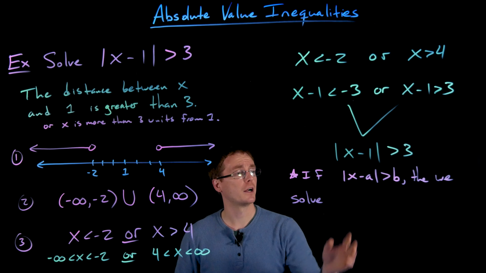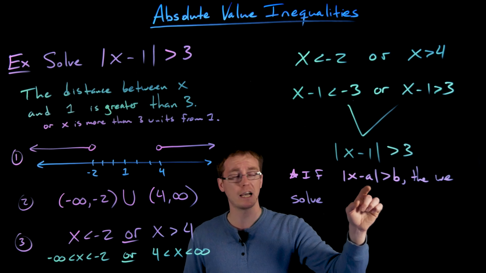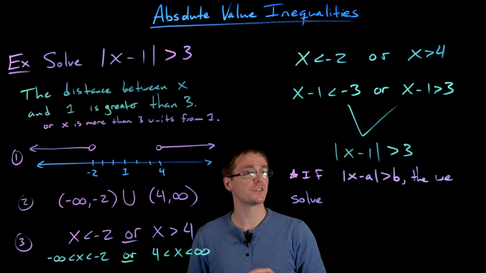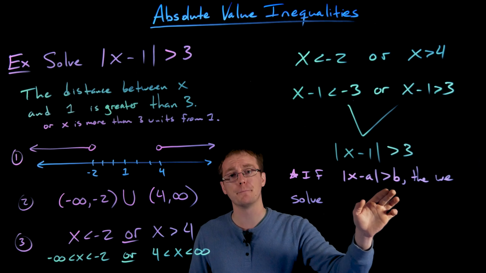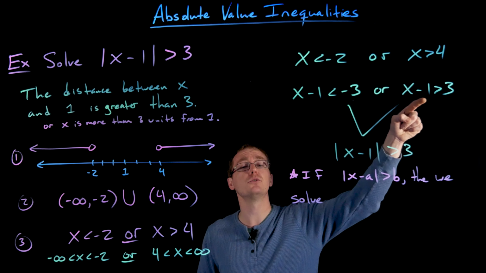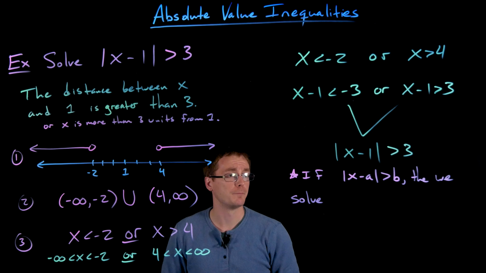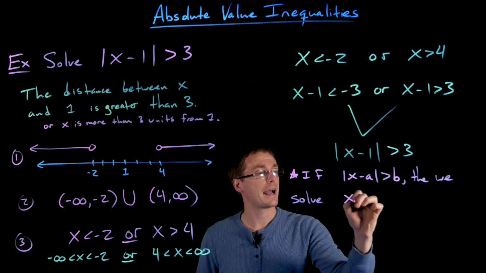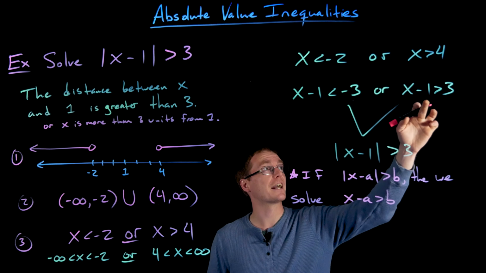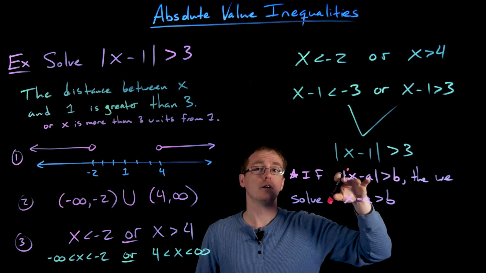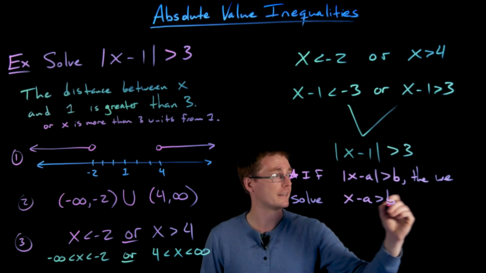And so in general, if we're trying to solve an absolute value inequality with a greater than inequality sign, or a greater than or equal to inequality sign, so say we have the absolute value of x minus a is greater than b, then we have to solve two separate inequalities individually, separated by the word or. And so we have to solve x minus a is greater than b. That's the same as up here where we solved x minus 1 is greater than 3. We just drop the absolute value signs and solve the inequality how it is.